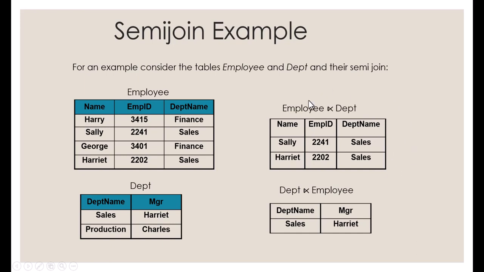Okay, let's try switching these. Now we have department semi-join employee. So we're going to start from here. We have sales and Harriet. We're able to find sales in two places, so we will return this row of data, but we actually don't care about Sally or employee ID, Harriet 2202. These are not returned. Only the attributes from the left-hand table, which is department, are returned, so we will only see department name and manager. The last row of data, we have production being department name and Charles. Production is not found here, so this row of data is not returned.